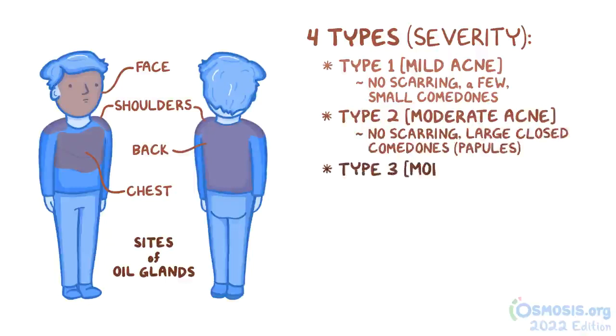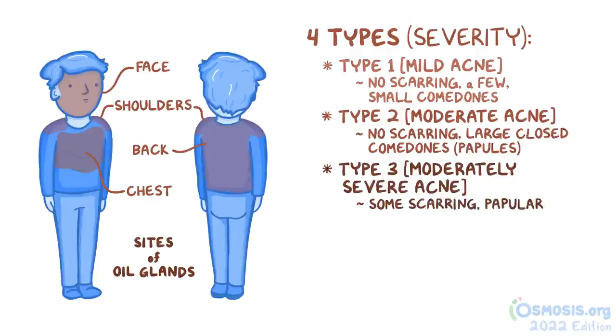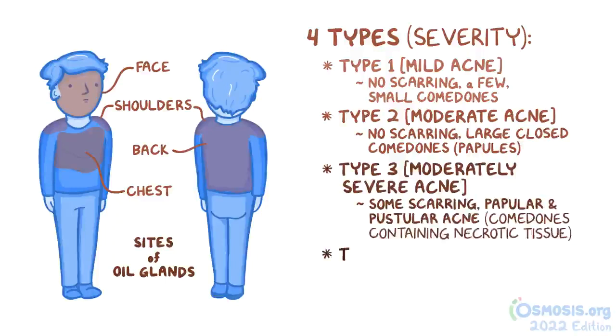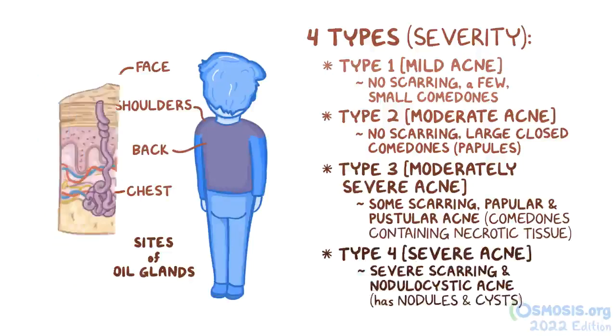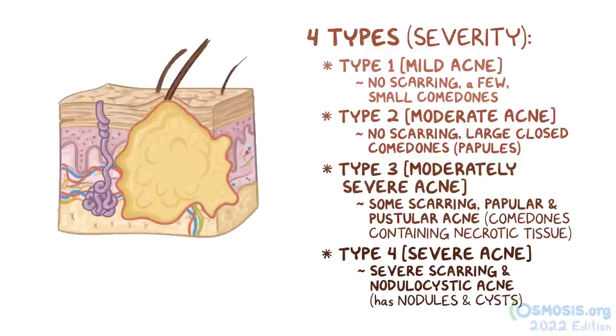In type 3 or moderately severe acne, there's some scarring along with papular acne as well as pustular acne, which are comedones that contain necrotic or dead tissue. In type 4 or severe acne, there's severe scarring in nodulocystic acne, which has firm lumps called nodules, and cysts, which are fluid-filled cavities in the skin. Nodulocystic acne invades deeper into the dermis, forming interconnecting abscesses.